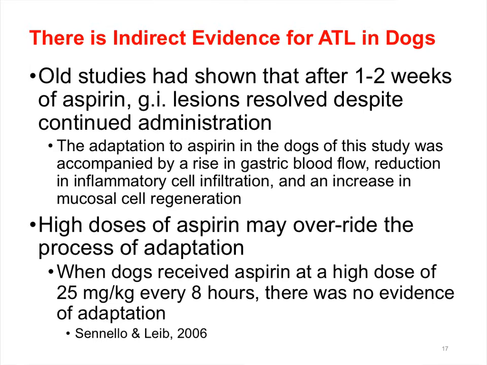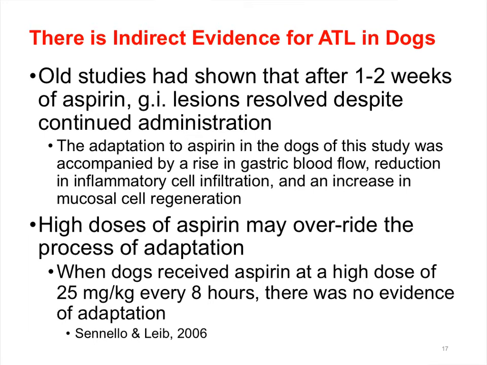It was shown in old studies that after 1 to 2 weeks of aspirin, GI lesions would resolve despite continued administration. We had a lot of experience with aspirin at fairly high doses. I remember an orthopedic surgeon saying you give a buffered aspirin for every 10 pounds to an animal that had arthritis of some sort. And so we didn't see the amount of GI problems that one might expect. This adaptation to aspirin in this study was touted as being associated with a rise in gastric blood flow, a reduction of inflammatory cell infiltration, and an increase in mucosal cell regeneration. So just the opposite of what you'd expect with regards to the reduction of the beneficial prostaglandins.